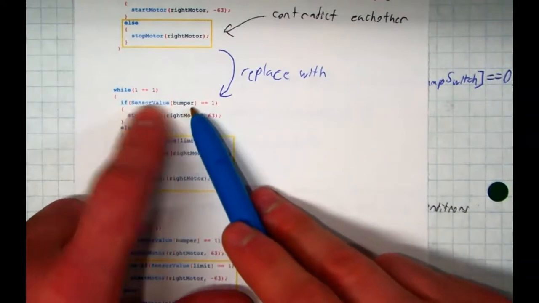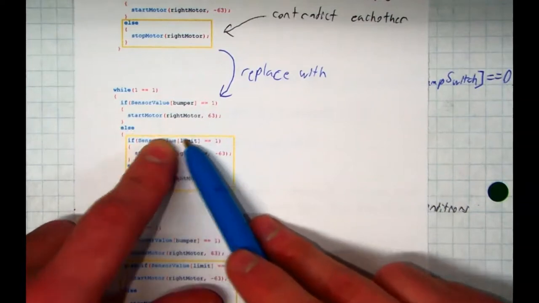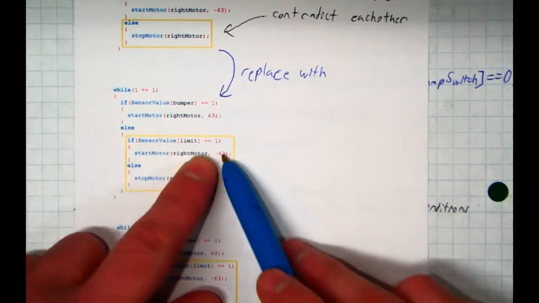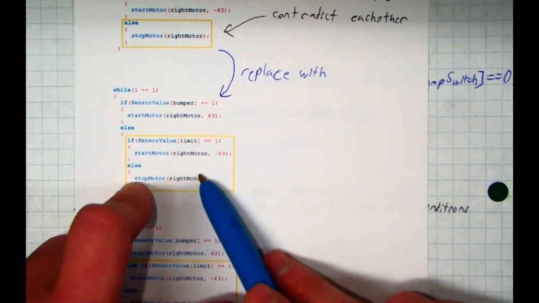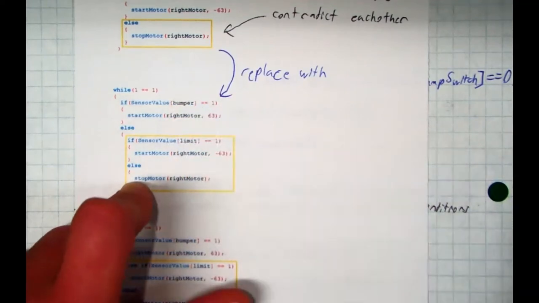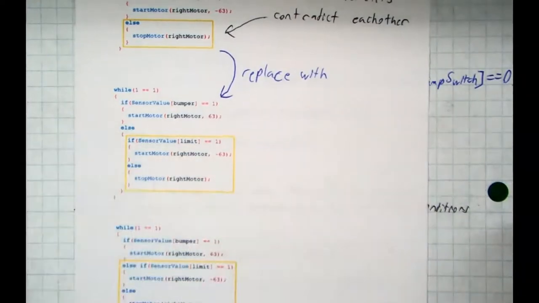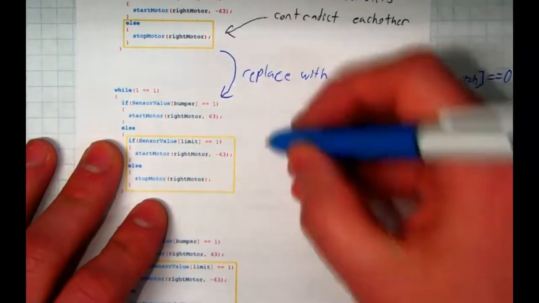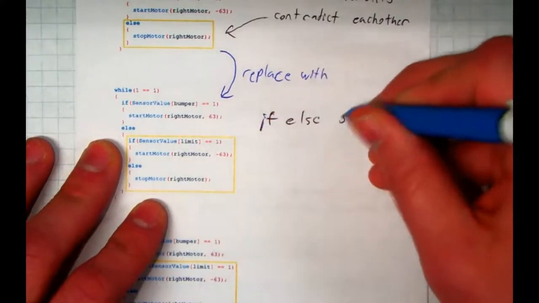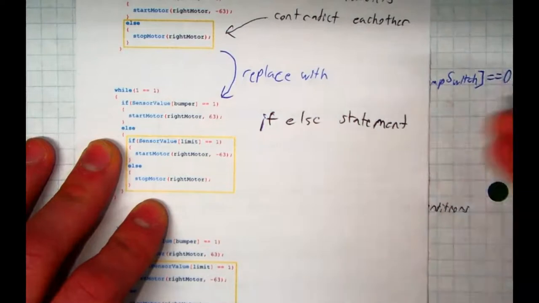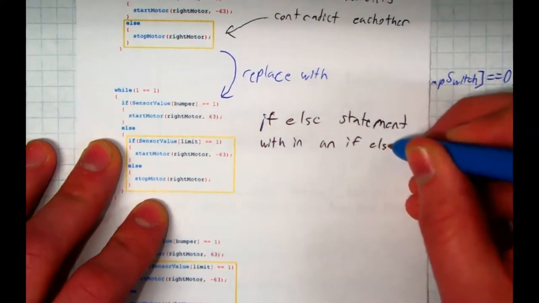So if the bumper is pushed, turn the motor on. If it's not pushed, check to see if the limit is pushed. If so, put it in reverse. If the limit switch isn't pushed, turn the right motor off. But it'll only check to see if the limit switch is pushed if the bump switch is not pushed. And y'all see how this gets rid of that sort of contradiction? And so we would say an if-else statement within an if-else statement.